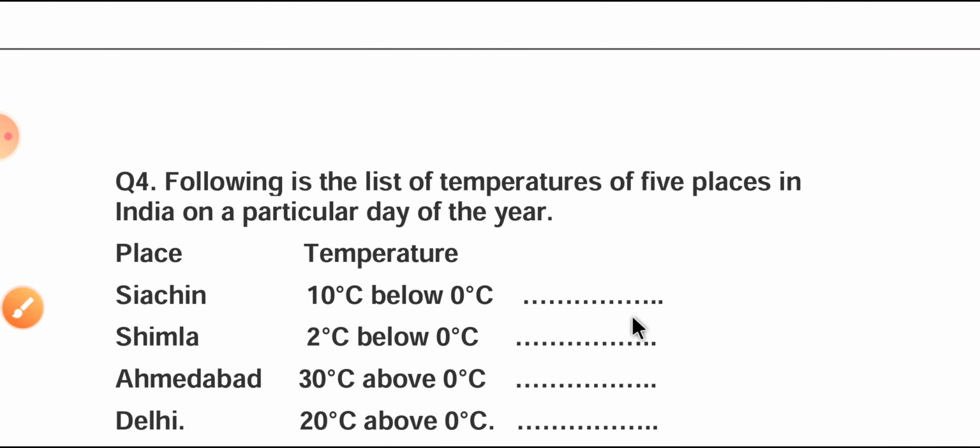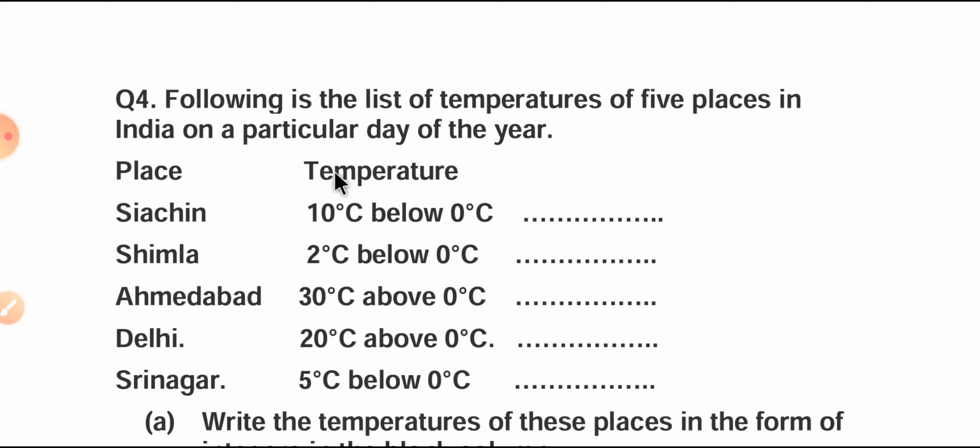Now next question number 4. Following is a list of temperatures of 5 places in India on a particular day of the year. Here places and temperatures are given. First place Siachen. Here temperature is 10 degrees Celsius below 0 degrees Celsius.